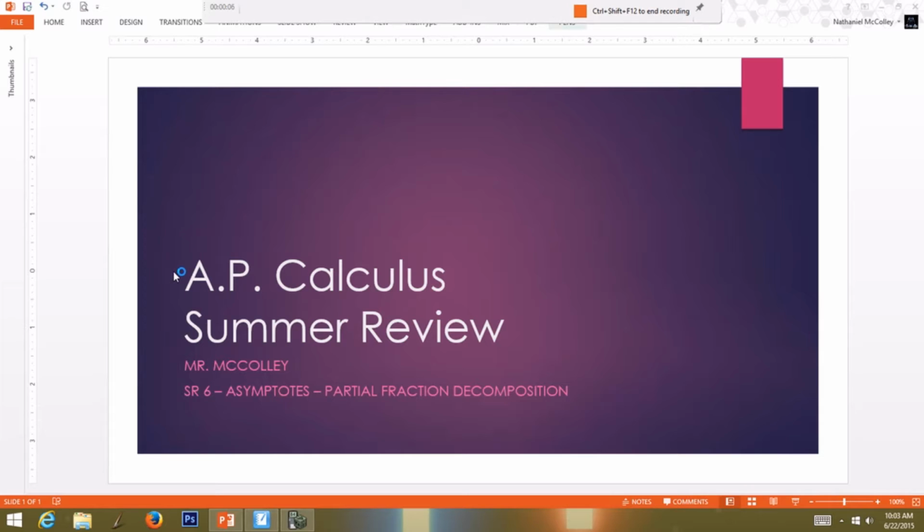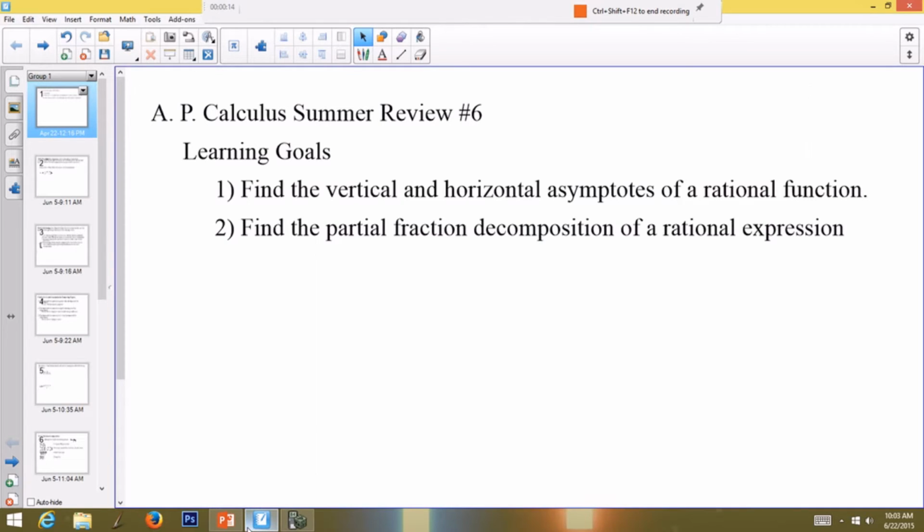I am Mr. McCulley. This is SR number 6, Asymptotes and Partial Fraction Decomposition. I don't want to waste your time, so let's get right to it. Today we're going to talk about vertical and horizontal asymptotes of a rational function, and then we are going to find the partial decomposition of a rational function.